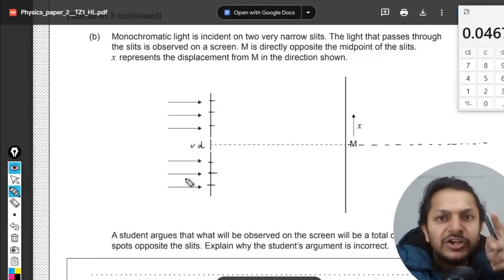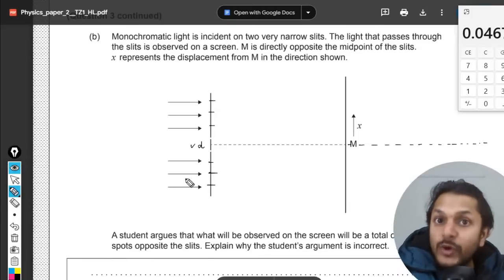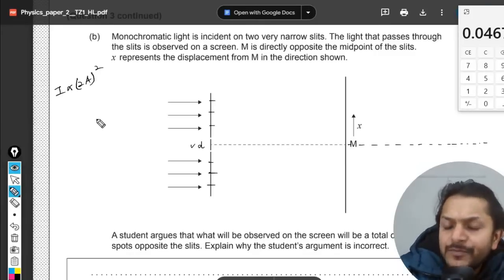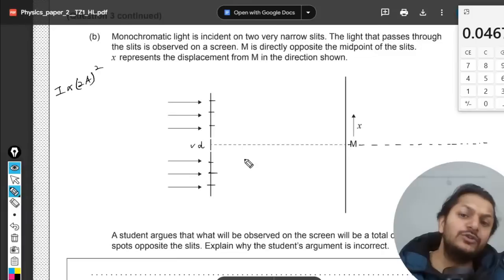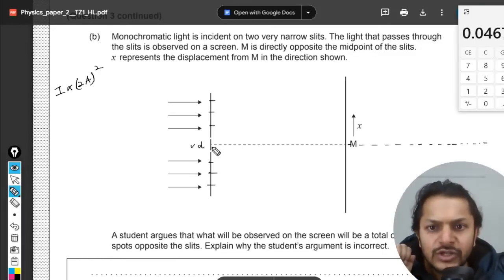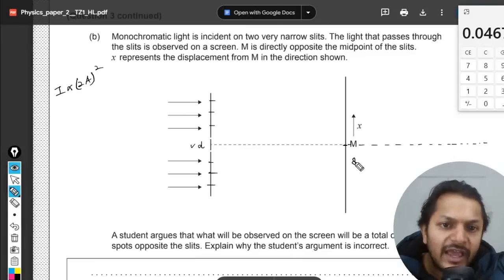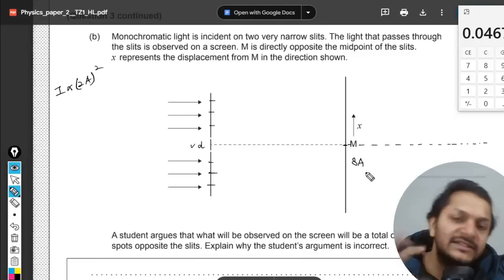In that case, there were only two waves, so the amplitude was becoming 2a, and intensity was directly proportional to (2a) squared. So I told you that it will become 4 times. But now the amplitude is 8 times: 1, 2, 3, 4, 5, 6, 7, 8. It means at m, you have 8a as the amplitude.